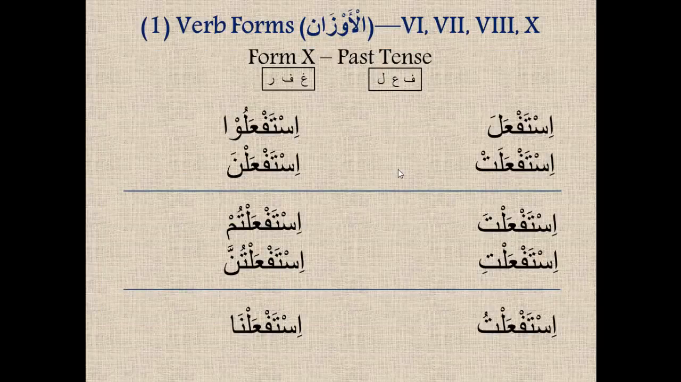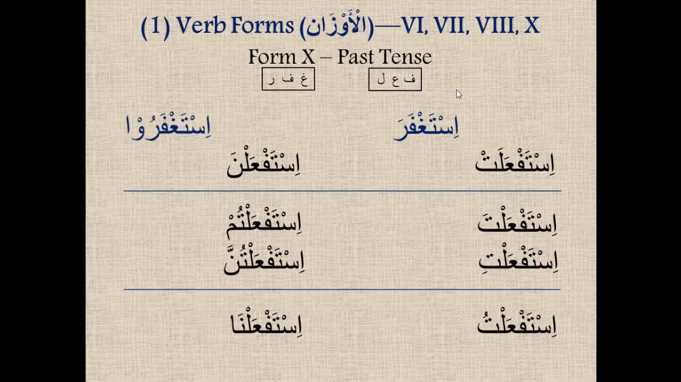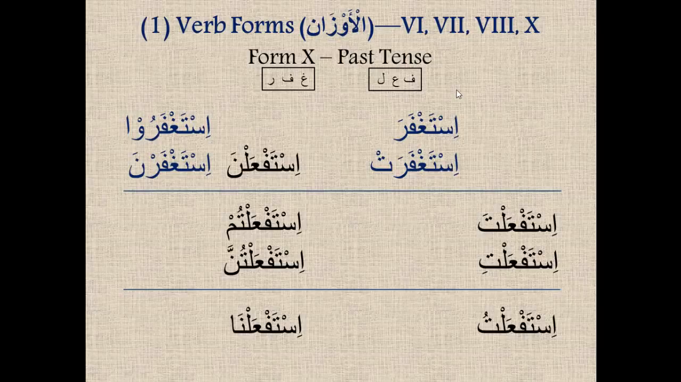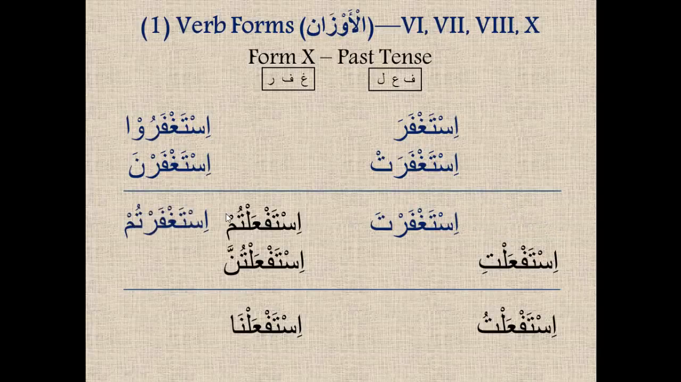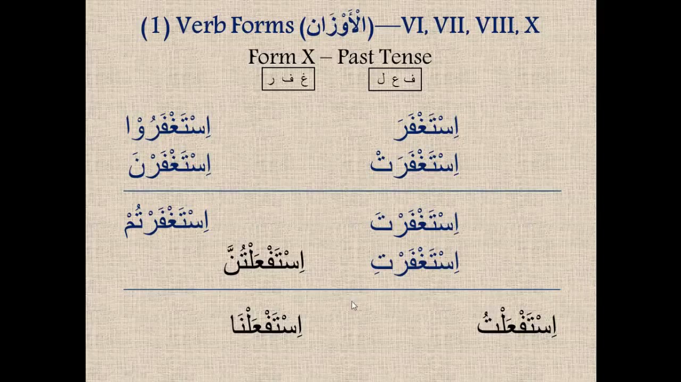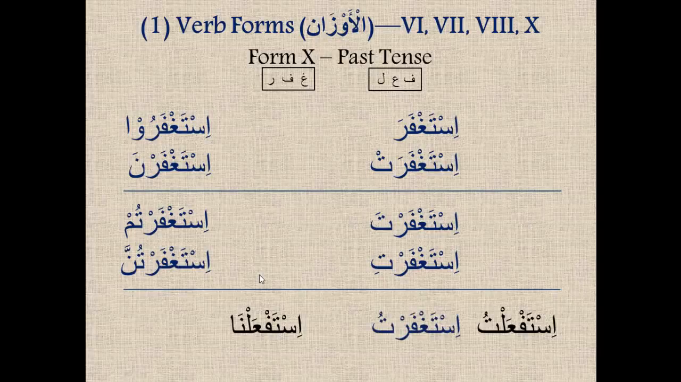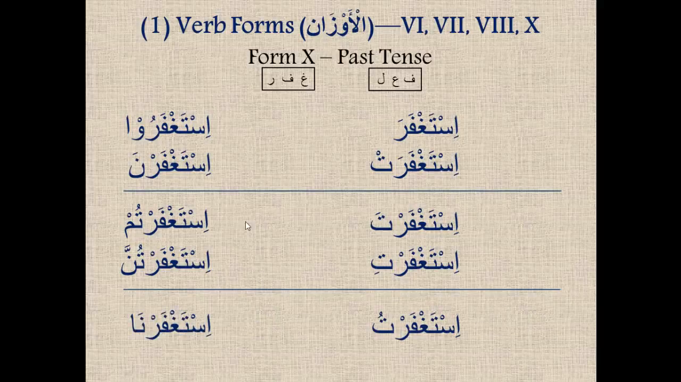Past tense conjugation for form 10 using the root letters ghain, fa and ra. Istaghfara, which means to seek forgiveness. We have istaf'ala, istaghfara. Istaf'alu, istaghfiru. Istaf'alat, istaghfarat. Istaf'alna, istaghfarna. Istaf'alta, istaghfarta. استفعلتم استغفرتم استفعلتي استغفرتي استفعلتن استغفرتن استفعلت استغفرت استفعلنا استغفرنا. So you'll notice that these verbs are very long.